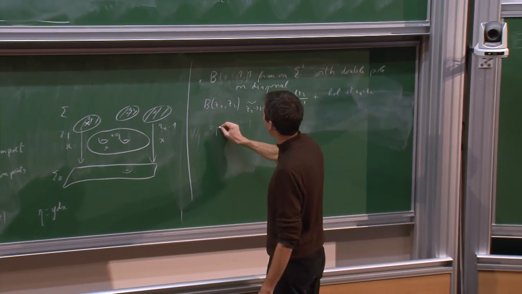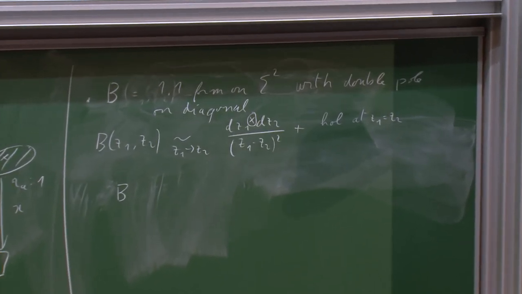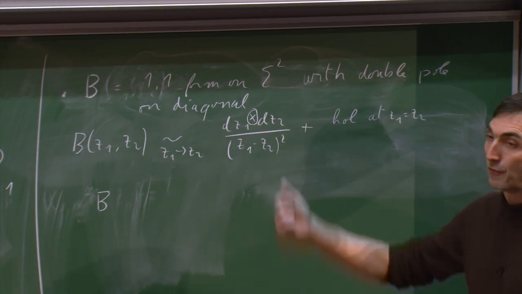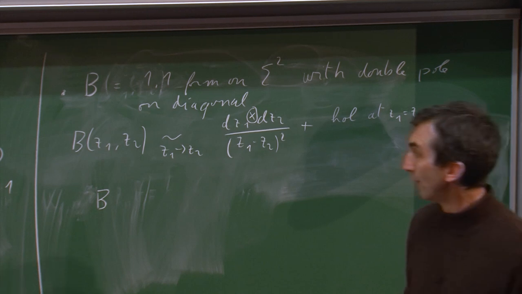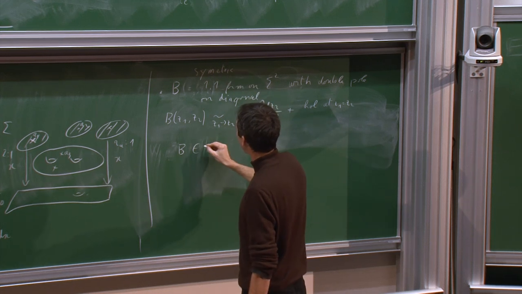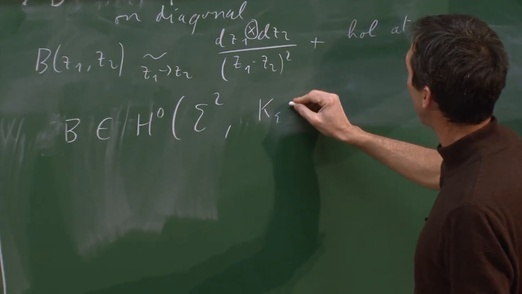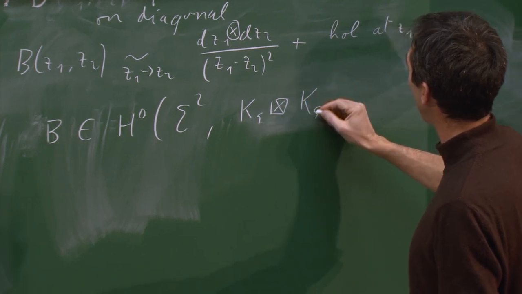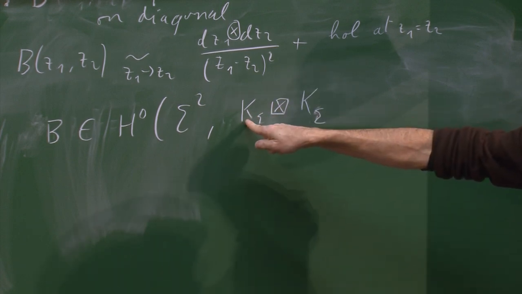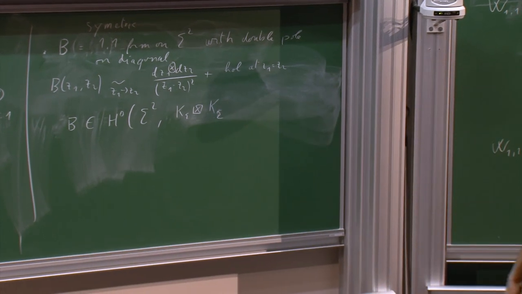Technically, by this product, what I really mean is a tensor product. It's a one form in the Z1 variable whose coefficient is a one form in the Z2 variable. In particular, it's symmetric, not anti-symmetric. I require that it's symmetric. So technically B belongs to sigma square, K sigma. I think usually mathematicians write the tensor product with a box like that to say that it's for each factor. It belongs to the canonical bundle in the first projection times the canonical bundle in the second projection.